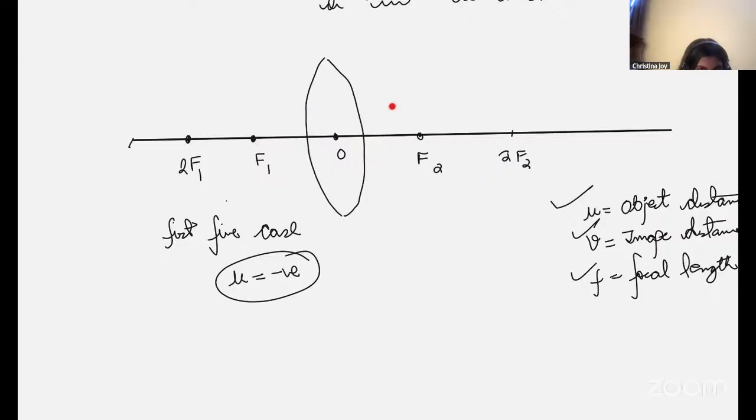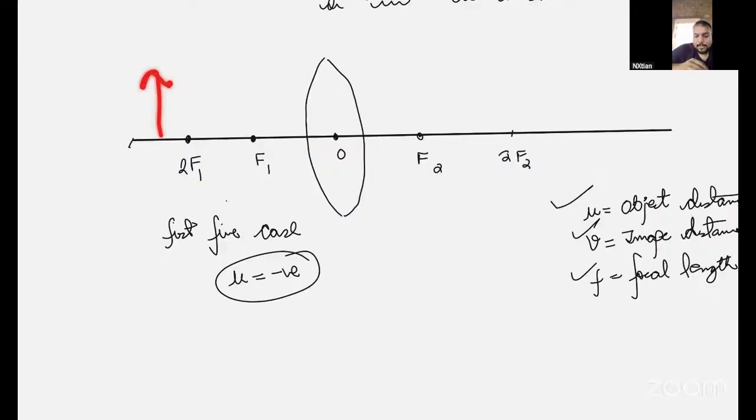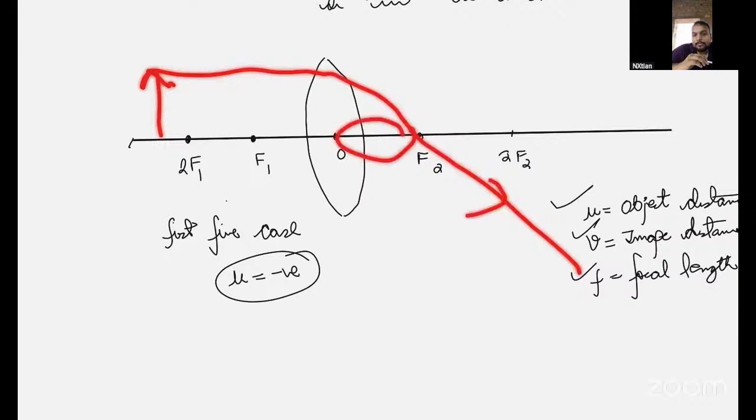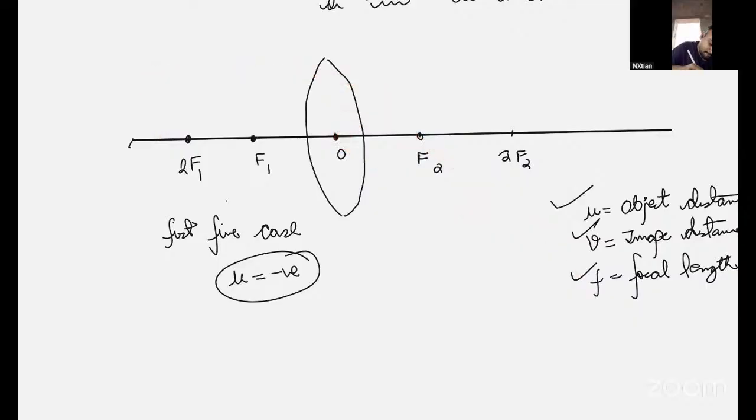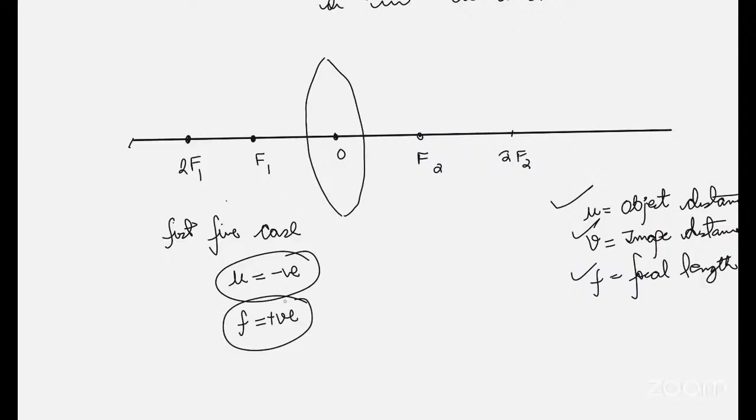For the object, the object is here only. We made five diagrams. We take a ray parallel to the principal axis, then we go to the focus. So obviously we are using this focal length only, no? So it means that the focal length will be positive because it is on the other side of the lens. So in the first five cases, u is negative and f is always positive.